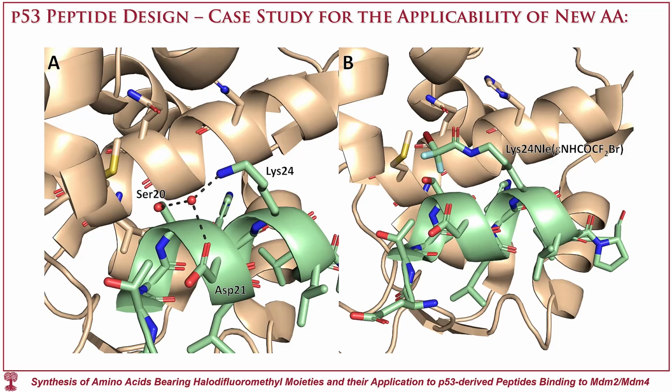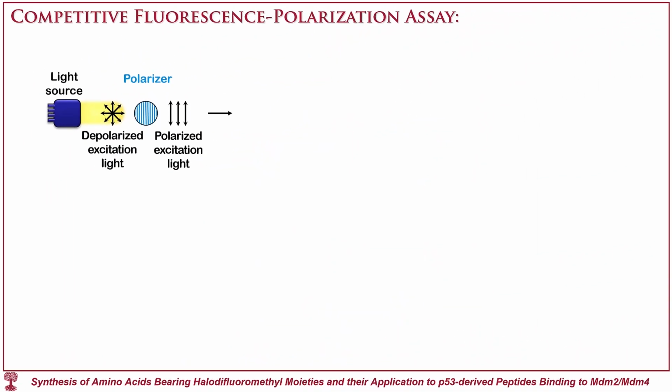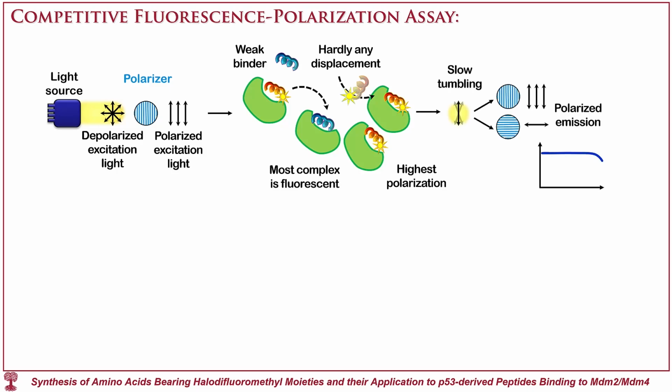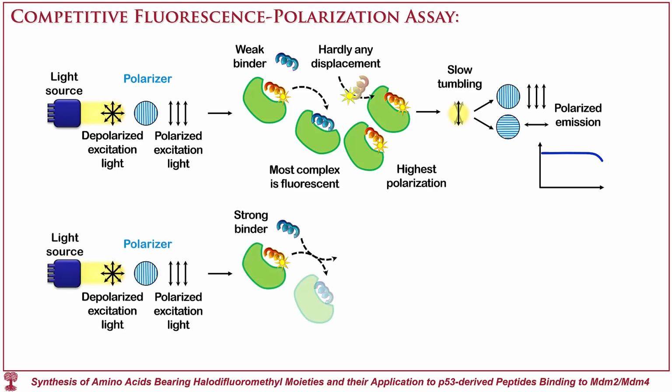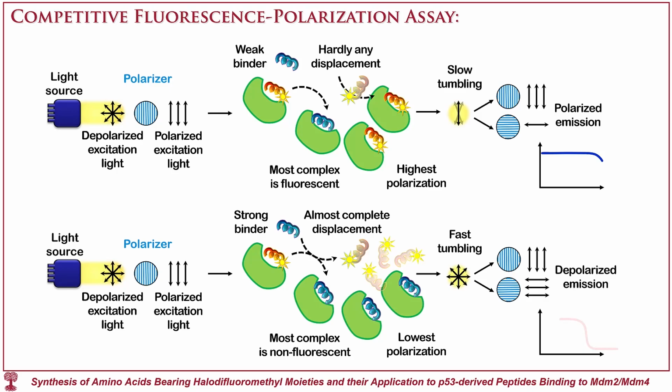Based on calculations, modified p53 peptides were designed and obtained through solid-phase peptide synthesis. Testing of the modified p53 peptides was conducted by a competitive fluorescence polarization assay. If the fluorescence-labeled reporter peptide is hardly displaced from binding to Mdmx, the slow tumbling of the complex will lead to a polarized emission over the concentration range of the test peptide. However, if the test peptide binds strongly to Mdmx and displaces the reporter, the fast tumbling of the free reporter peptide leads to a depolarization of the emitted light. The tighter the binding of the test peptide, the lower the needed concentration for depolarization.